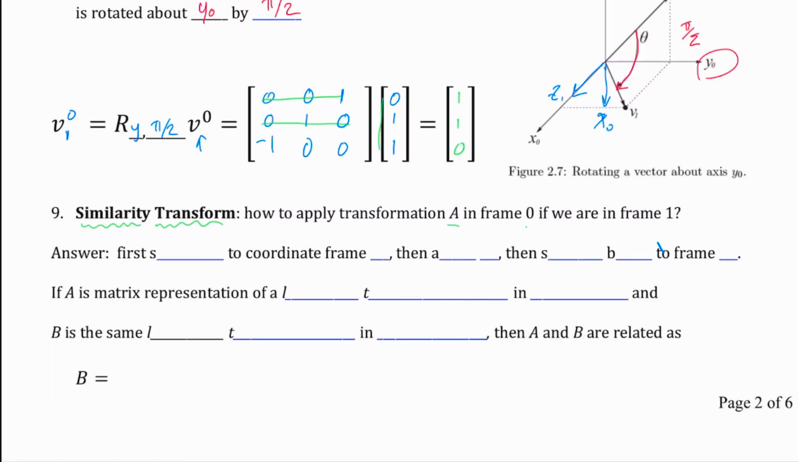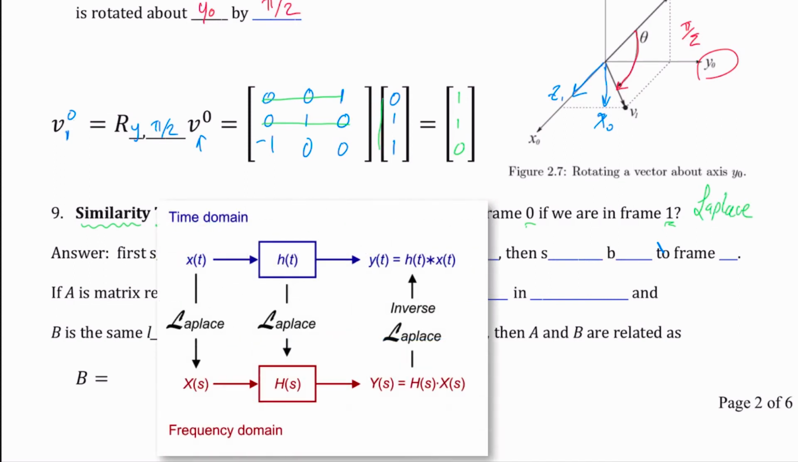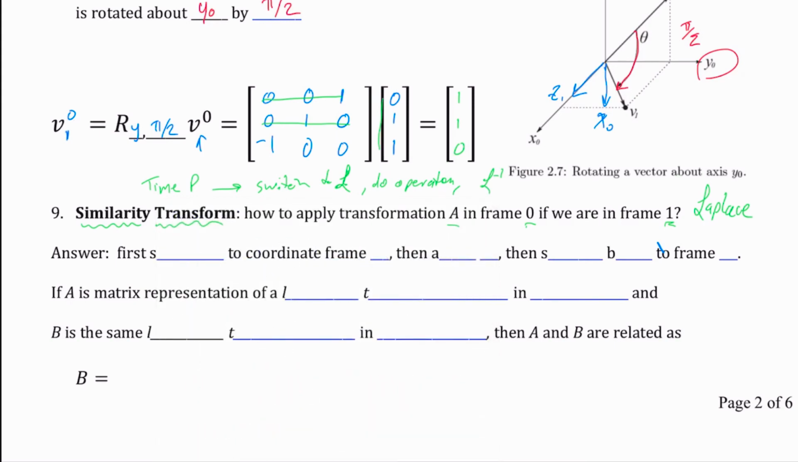So the trick of this similarity transform, to apply this transformation A in frame 0 if you happen to be in frame 1, is to first switch into that frame. This is very much like the Laplace transform. Remember, in the Laplace transform, there were certain problems that were much easier to solve in the Laplace domain than the time domain. So what you did with the time domain problem is first you switch to Laplace, and then you do the operation, which was easier there, and then you did your inverse Laplace to get back. And so that's what we're going to do.